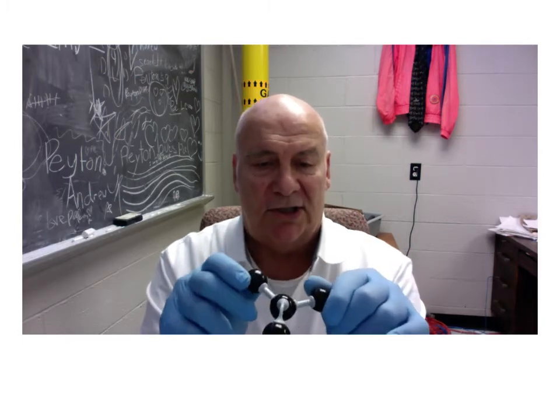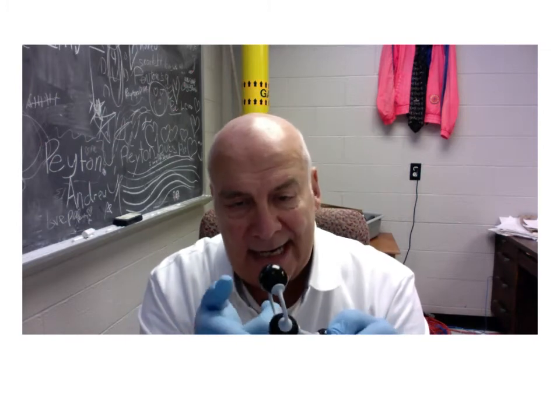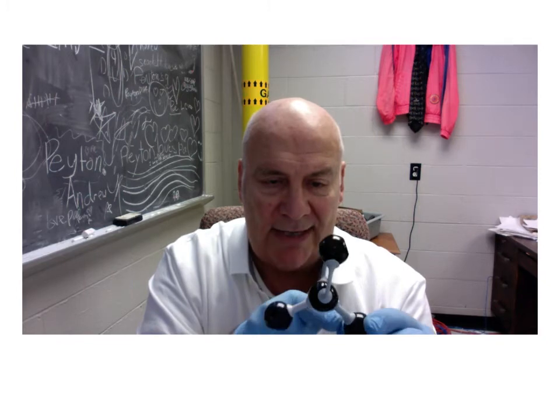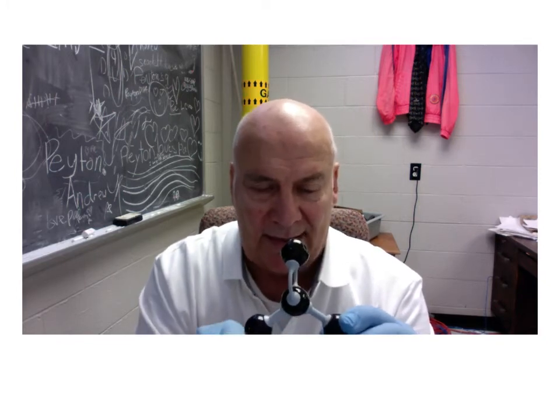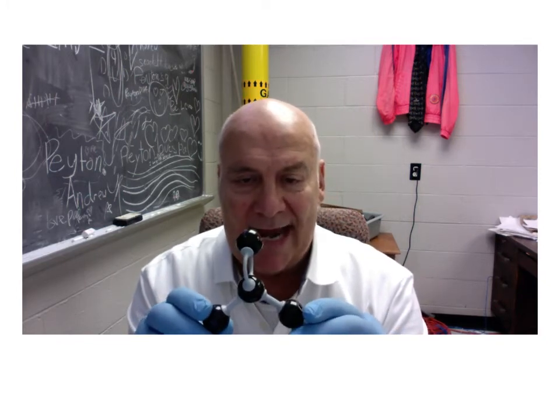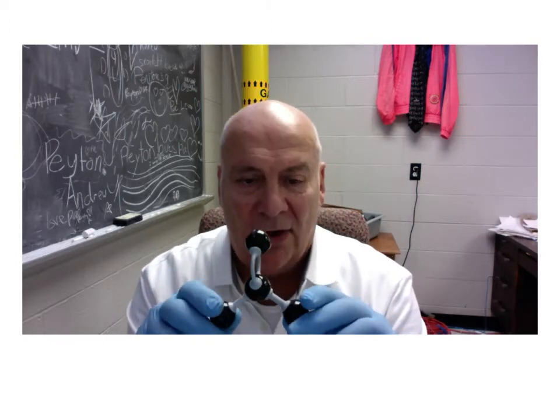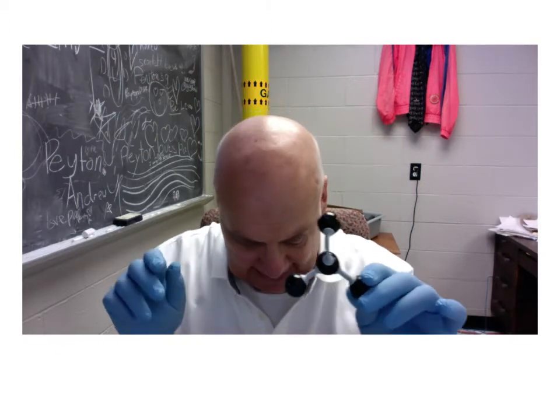The pairs push as far apart as they can. This is a 120 degree angle, and this, and this, all 120 degrees. So I have my AB3, no lone pairs, trigonal planar arrangement of the atoms.